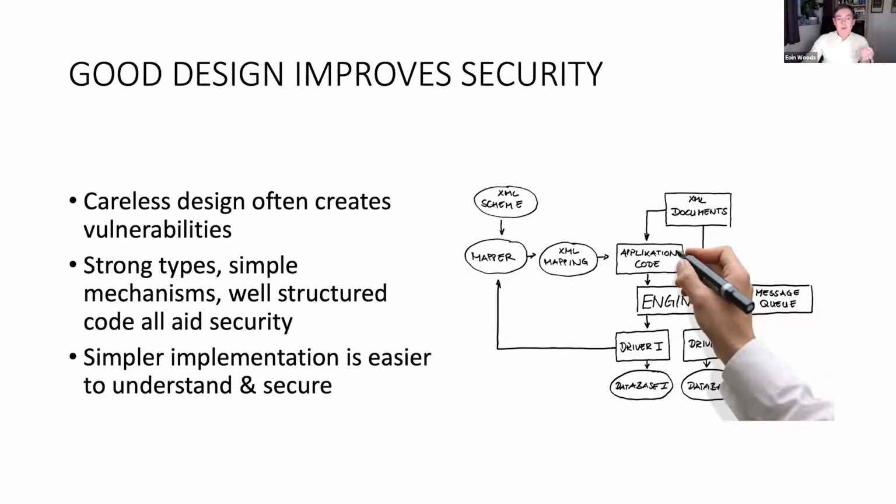The next principle is that doing good software design actually improves security. The reason for this is that if design isn't done carefully, you get careless design, that is a very, very common source of vulnerabilities in the software. Things like strong typing, well understood simple mechanisms that are easy to test, well-structured code, all aid security. As Bruce Schneier likes to say, you cannot secure what you do not understand. Good design helps us to keep intellectual control of our software. And the simpler an implementation is, the easier it is to both understand and apply security mechanisms to secure it.